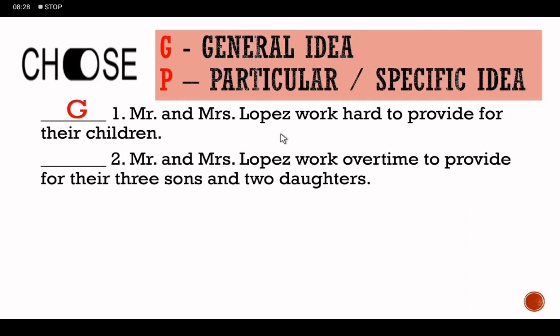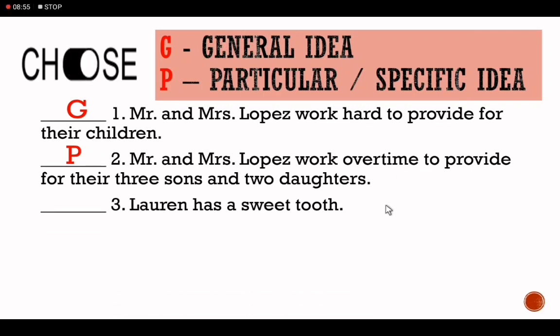Number 2, Mr. and Mrs. Lopez work overtime to provide for their 3 sons and 2 daughters. General or particular? The answer? Particular. Because in this sentence, we can see that the way they provide for their children was already specified. They work overtime.